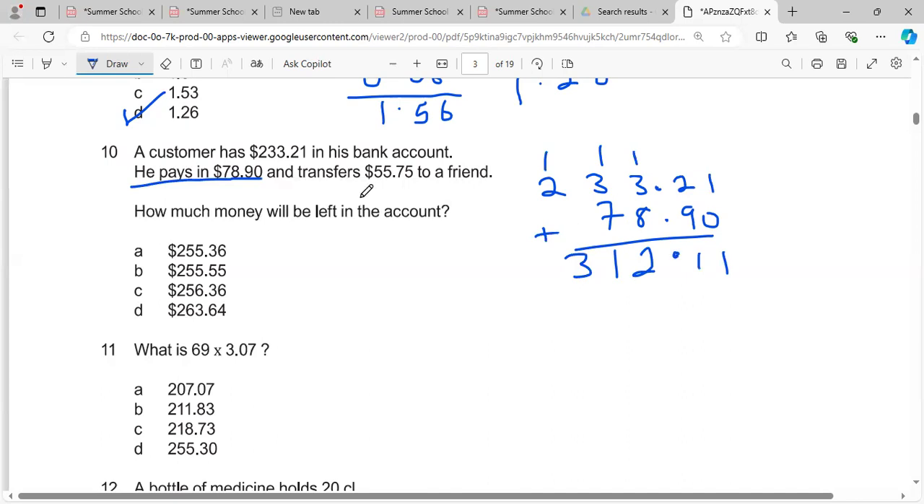So basically, he now has $312.11. However, he transferred. That means he's going to give his friend this. What a generous person, right? So it's 55.75. Going to subtract that now. And a whole lot of borrowing.